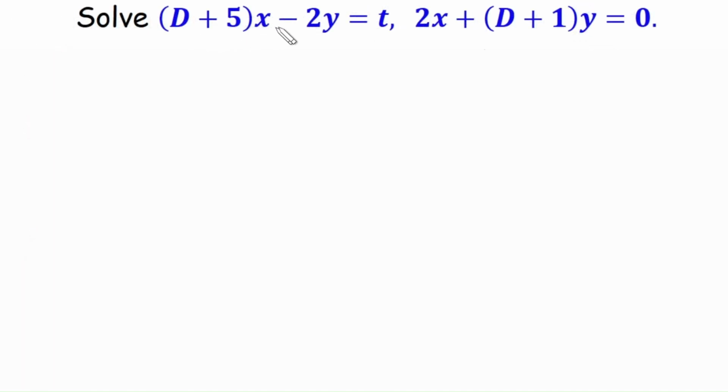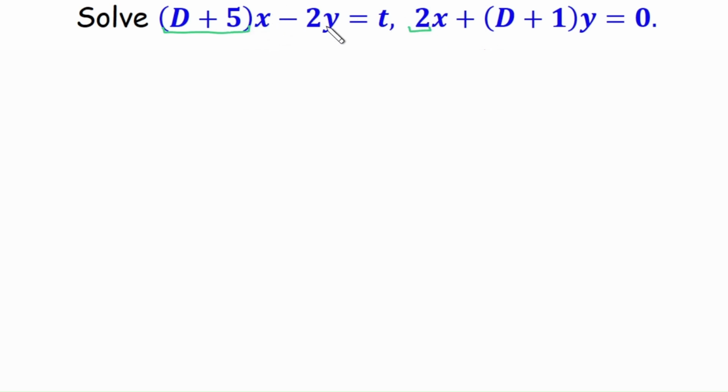The next problem is we need to solve these two differential equations simultaneously. We need to find the values of x and y in terms of the independent variable t. Here the differential equations are already given in operator form. Simply we need to eliminate one variable, either x or y. In the previous question, we eliminated y. Now let's eliminate the x variable. The coefficient of x is D plus 5, whereas here we have 2. We need the same coefficient.